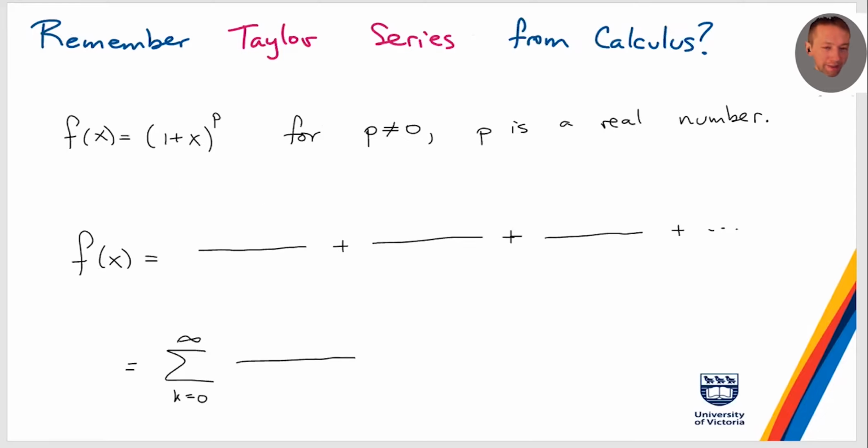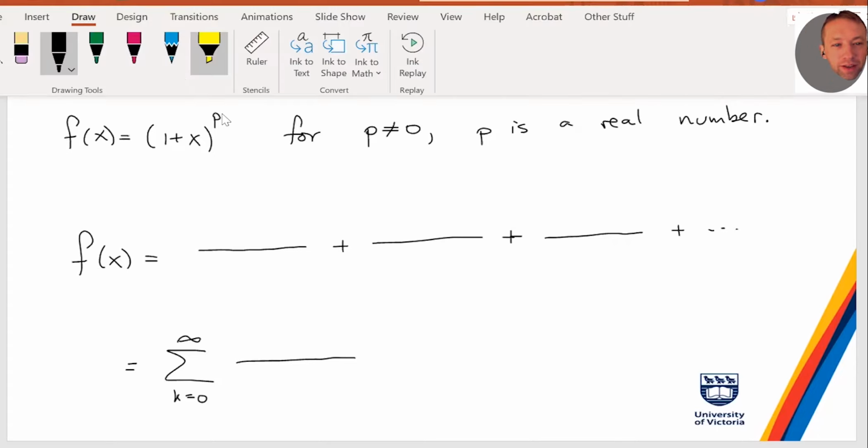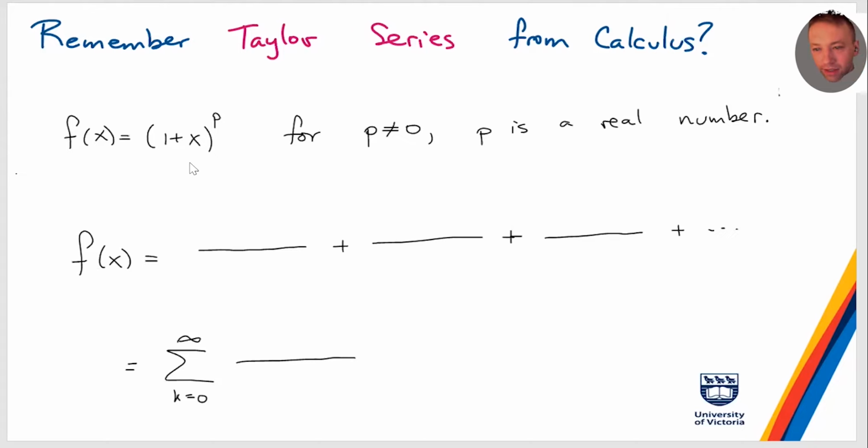The way to make this make sense is to think about Taylor series. Remember this? This is in calculus. You must have seen this before. But I feel like people see this in calculus but don't really understand it, which is okay. Suppose I take f to be (1 + x)^p, where p is not 0. It's just some non-zero real number. Do you remember Taylor expansion?